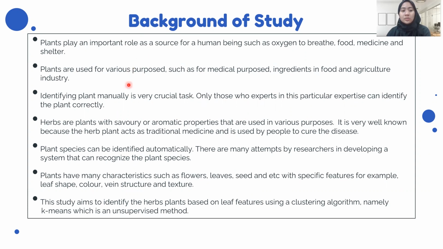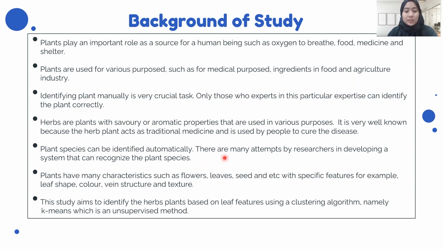Okay, for this study, we focus on herbal plants. So herbal plants can be defined as plants that have savory or aromatic properties that are used for various purposes. It is very well known because the herbal plant acts as a traditional medicine and is used by people to cure diseases.